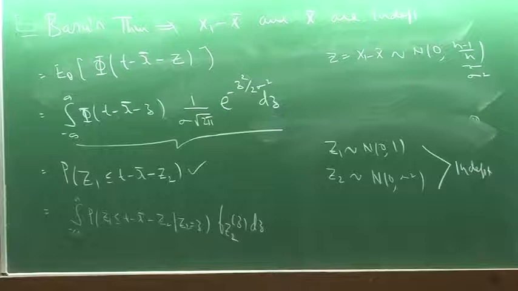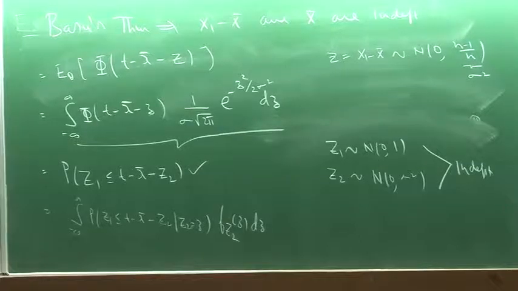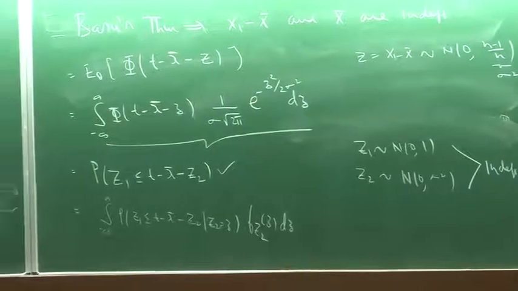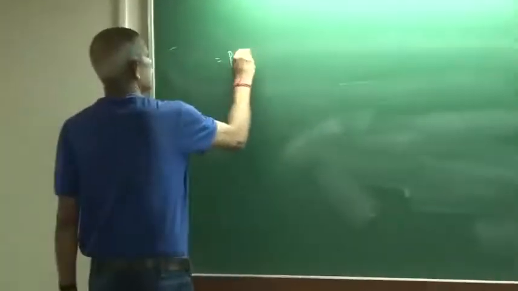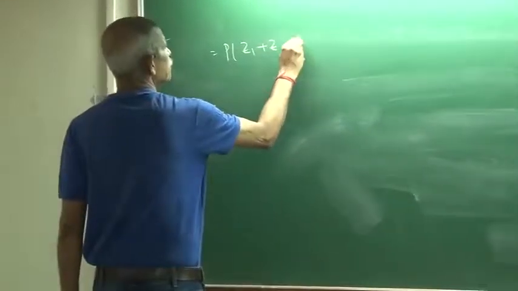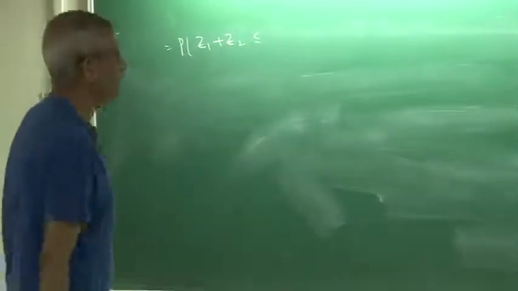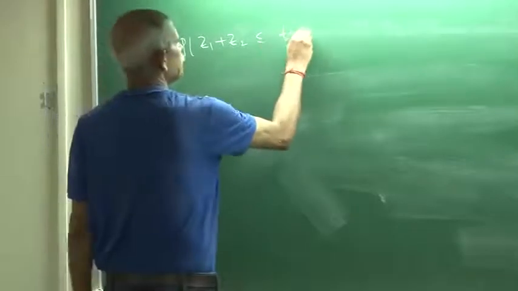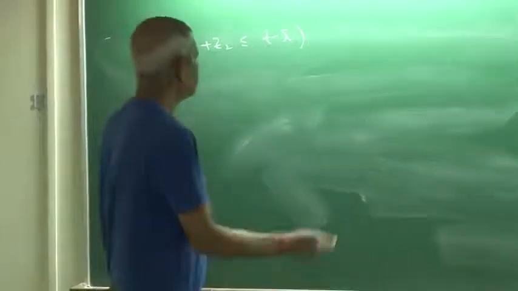Let me just not remove the second part. So what do you get over here? So this is the same as the probability that Z1 plus Z2 is less than or equal to t minus x bar. What is the distribution of Z1 plus Z2?